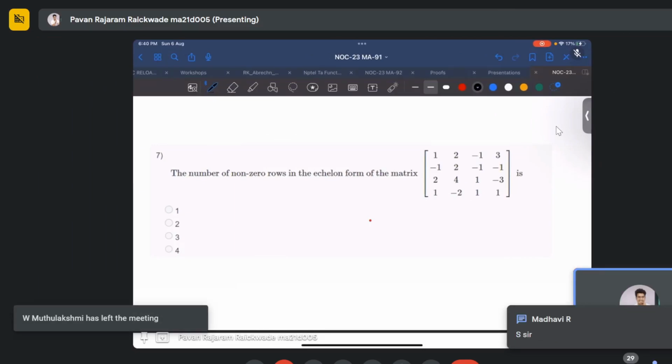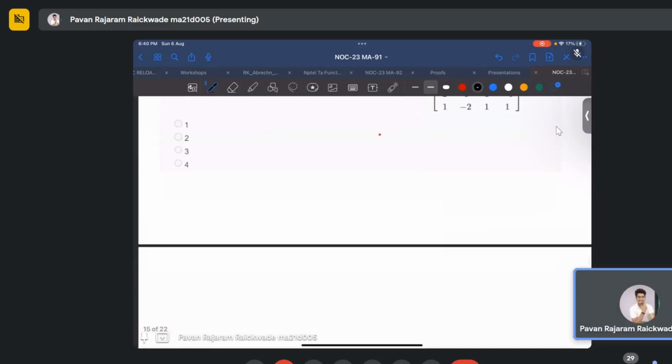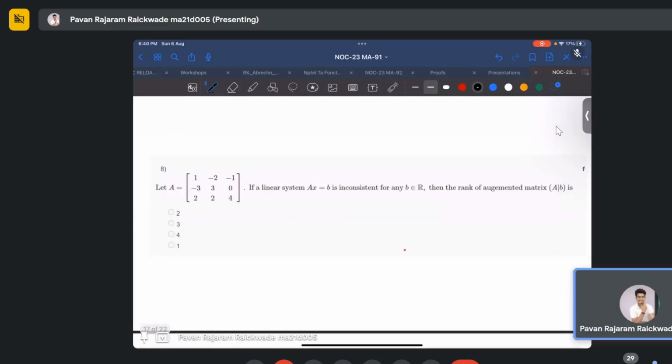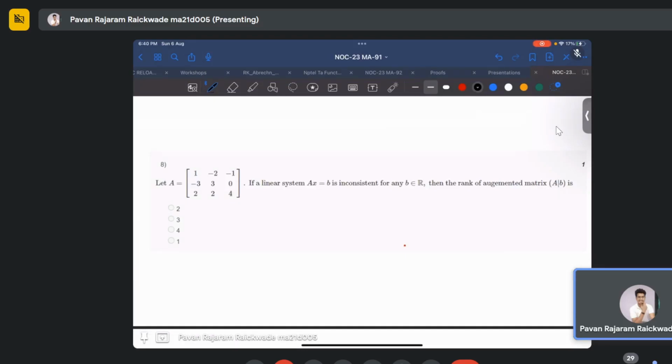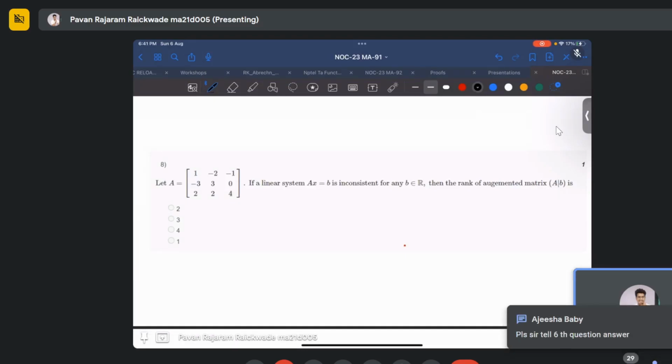Okay. The number of non-zero rows, this is an easy task. I will leave this as an exercise. Let's go to the next question. Okay, they have given a matrix A. A linear system Ax equal to B is inconsistent for any B belonging to R. Then the rank of matrix A augmented B is.